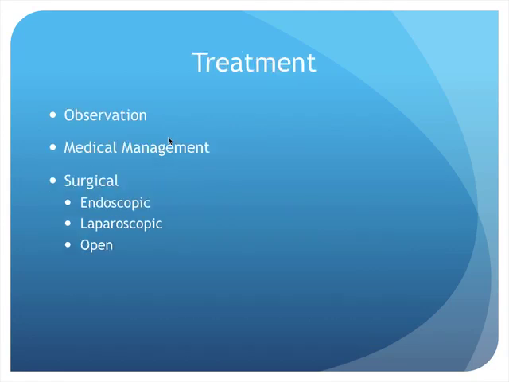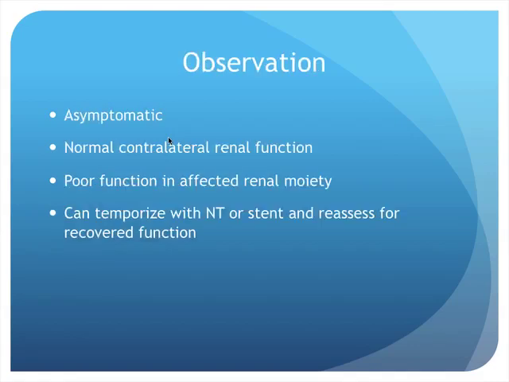So your treatment options include observation, medical management, and surgical management, including endoscopic, laparoscopic, and open procedures. Patients suitable for observation are typically asymptomatic. They have normal contralateral renal function, but they may have poor function in the affected renal moiety, so maybe less than 25%. It is useful to try and temporize the situation with a nephrostomy tube or stent to get a real sense of the renal function on that affected side, and then a decision can be made based on that.